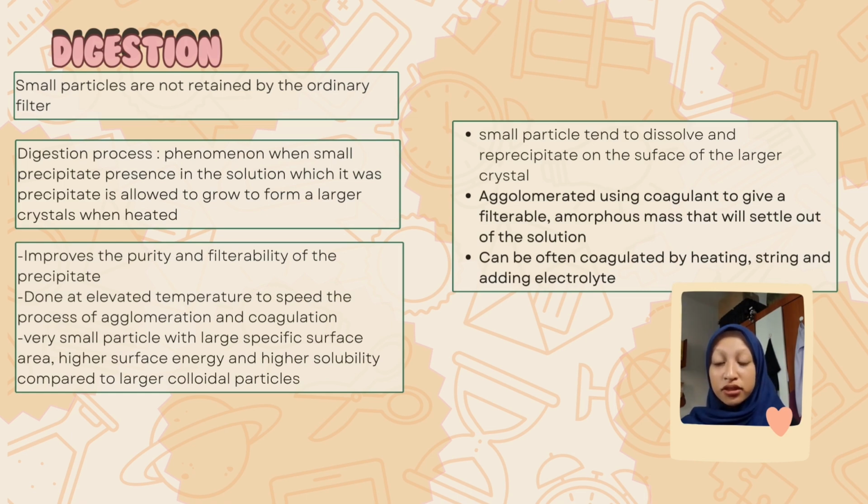Very small particles have a large specific surface area, higher surface energy and higher solubility compared to larger colloidal particles. Small particles tend to dissolve and precipitate on the surface of the larger crystals. Agglomerated using a coagulant gives a filterable amorphous mass that will settle out of the solution. It can also often be coagulated by heating, stirring and adding electrolyte.